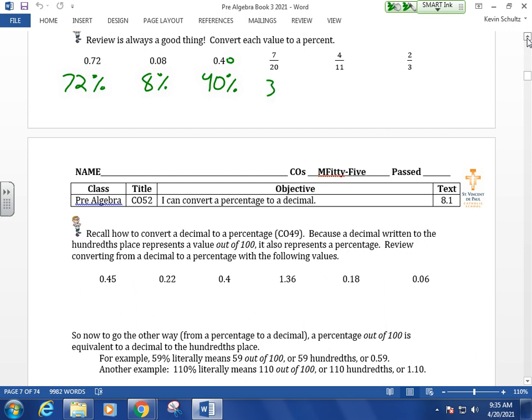7/20ths is going to be 35%. Multiply both 7 and 20 by 5 to get up to 100. 4/11ths is 36%. Multiply both 4 and 11 by 9 to get up to 100 or close enough to 100. And 2/3 is going to be 66%. Multiply both 2 and 3 by 33 to get up to 100 or close to 100 at 99. Okay? Questions on any of those?